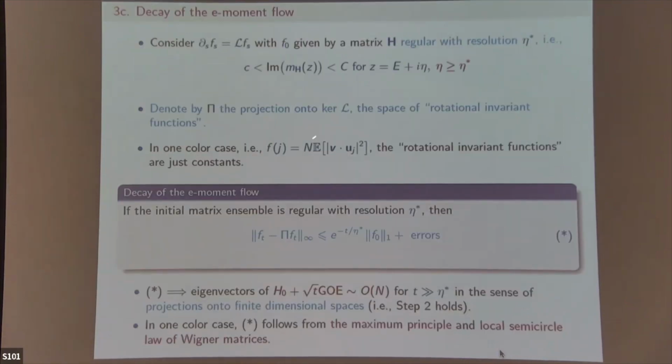Now for this complicated flow, we can still get a decay estimate like this: e to the minus t divided by eta star, where eta star is the initial regularity with resolution eta star. Our task is to prove this decay estimate with the kernel. In the previous case, the kernel was a constant. Now the kernel is much more complicated: it is the space of rotation invariant functions. You show that your flow will converge to the kernel of this operator, with exponential decay plus an error term.